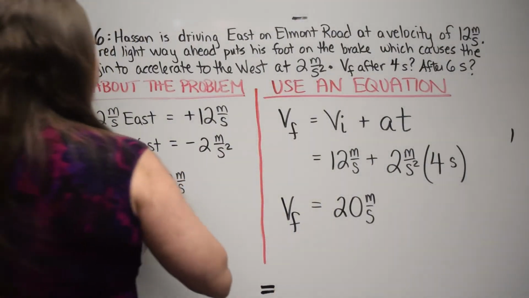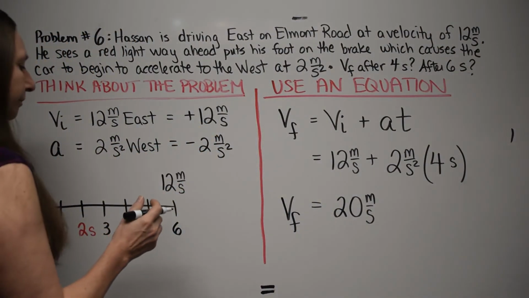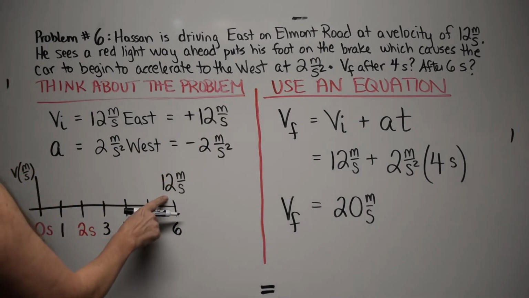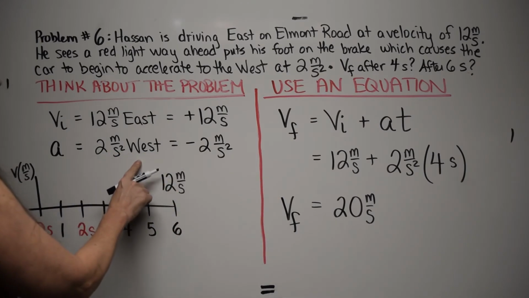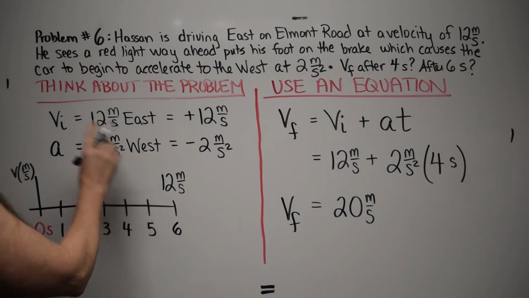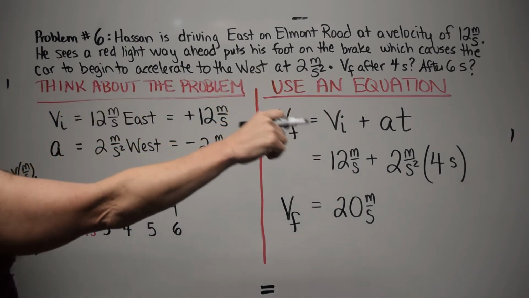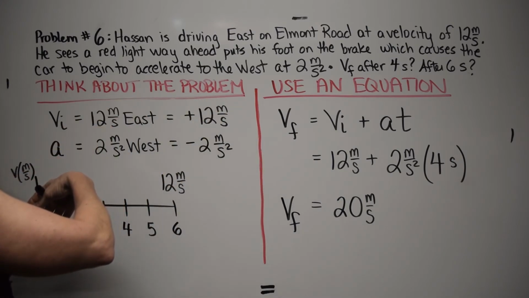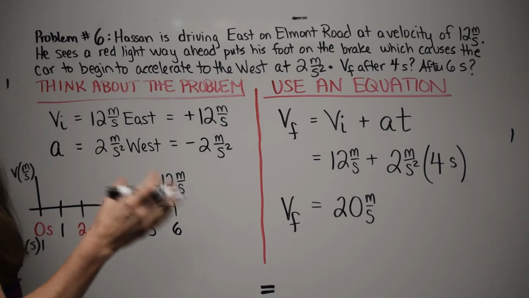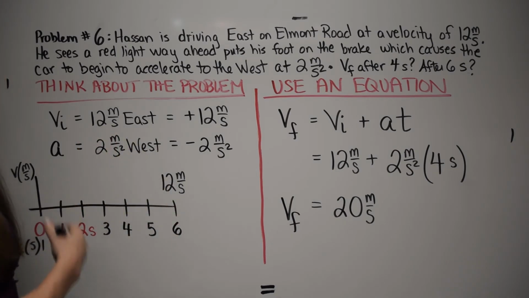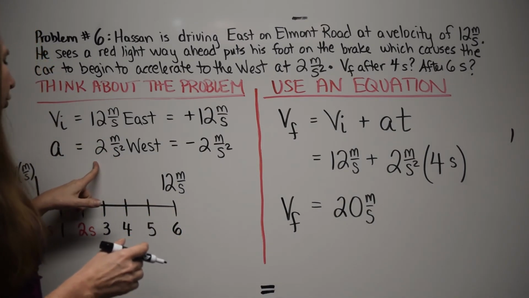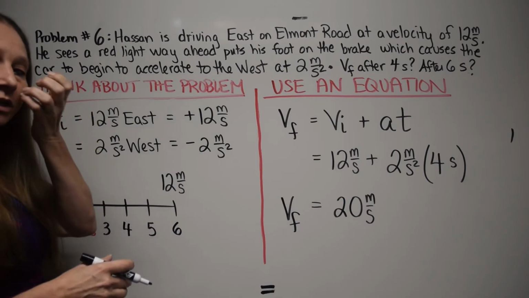All right, so here we go. Let's think about it first. We're starting at a velocity of 12 meters per second to the east. Now, if your acceleration is to the west, they're working against each other. The car is trying to go east. You're putting on the brake. You're accelerating to the west. In other words, you could say you're decelerating. But in any case, the car is going to start to slow down. And the rate at which the car slows down is 2 meters per second every second.